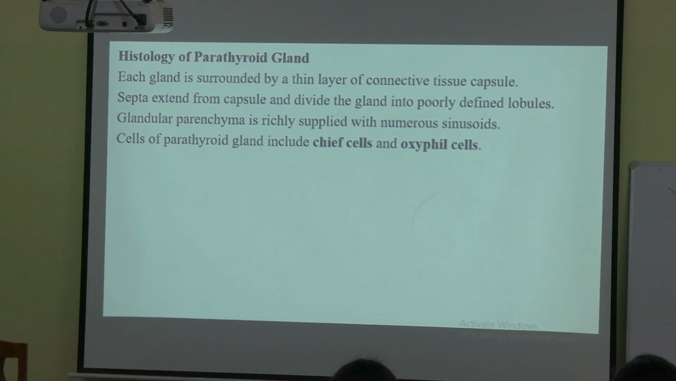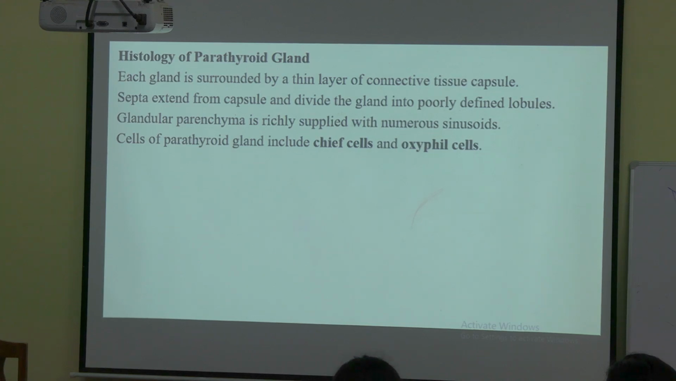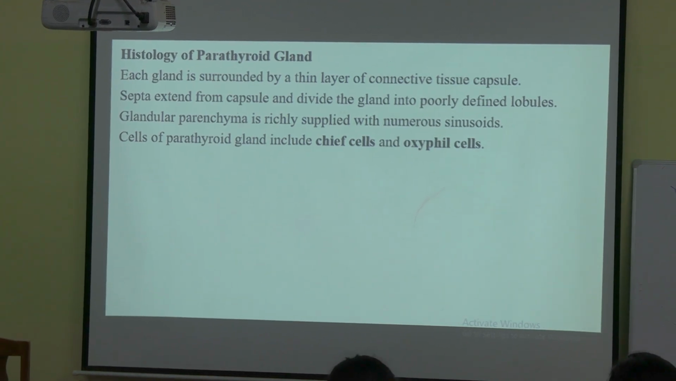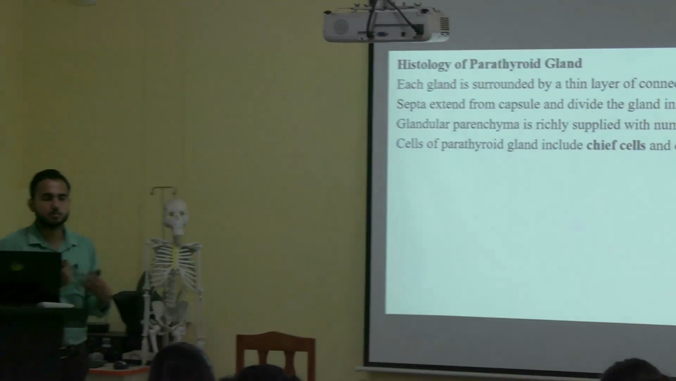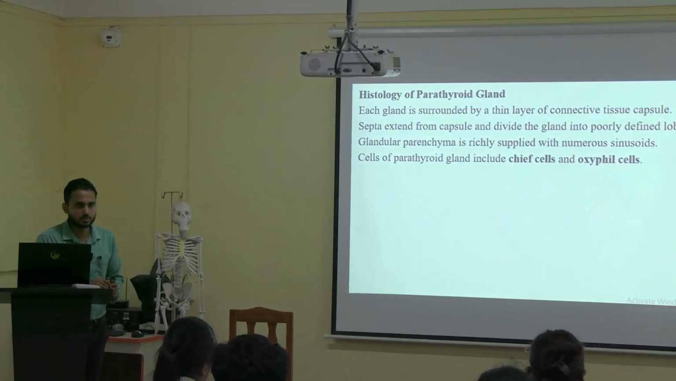Instead of that, we get two different types of cells. What are these cells? Chief cells and oxyphil cells. These are the two different types of cells present in the parenchyma of the parathyroid gland. Chief cells and oxyphil cells. They are in the form of cords, and there are rich, or you can say more, sinusoids.